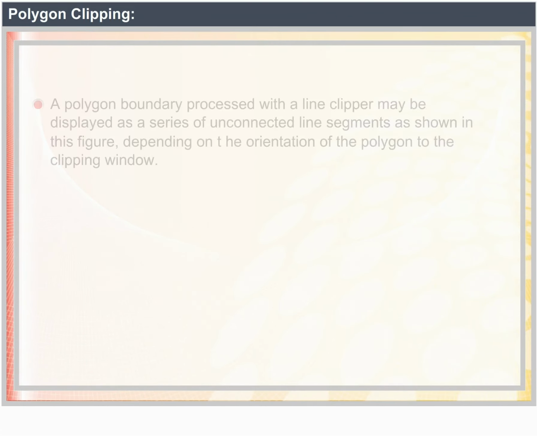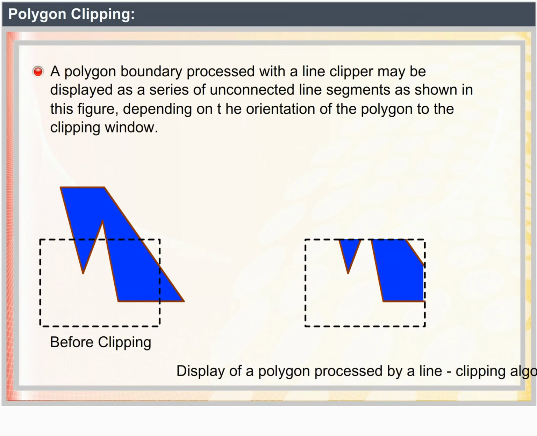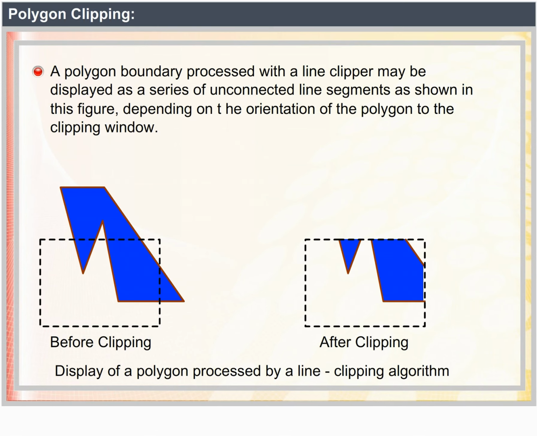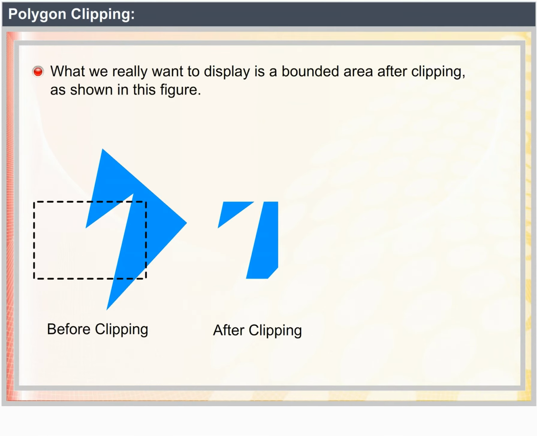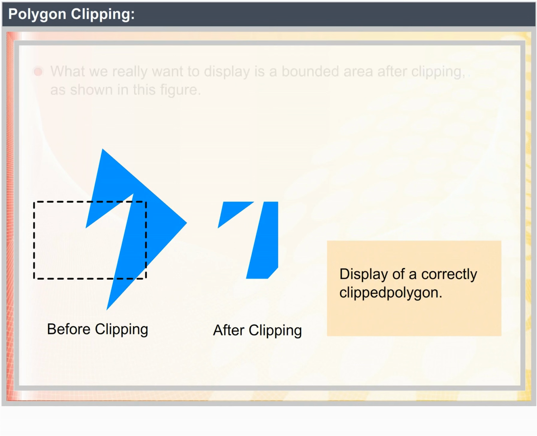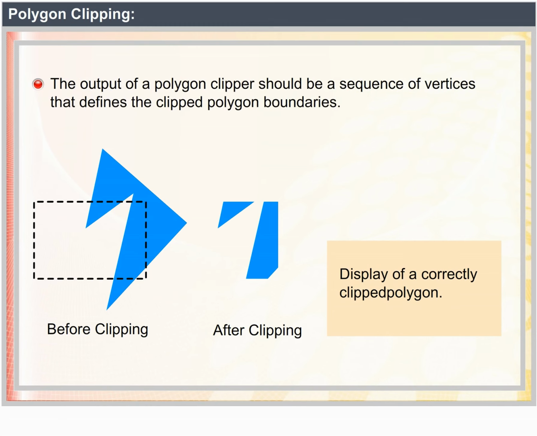Polygon clipping. A polygon boundary processed with the line clipper may be displayed as a series of unconnected line segments, as shown on this figure, depending on the orientation of the polygon to the clipping window. What we really want to display is a bounded area after clipping, as shown in this figure. For polygon clipping, we require an algorithm that will generate one or more closed areas that are then scan converted for the appropriate area fill. The output of a polygon clipper should be a sequence of vertices that defines the clipped polygon boundaries.